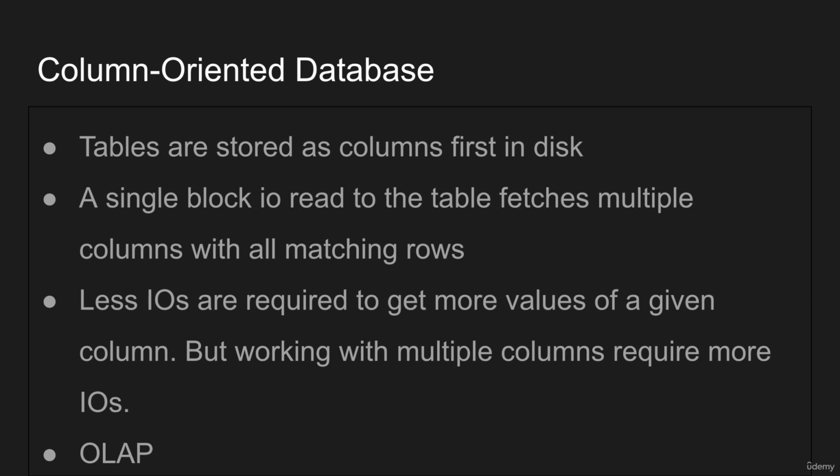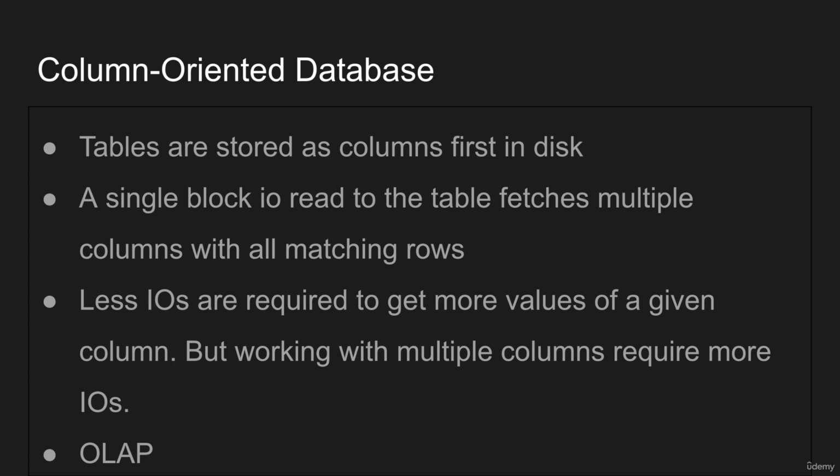So you might say, oh, why are we doing this? And we're going to come to that. A single block IO read to the table fetches multiple values of a column with all matching rows, right? It could be one column or multiple, it depends. If you have a small table, you can fetch multiple. If you ask the database for this, you're going to get a lot of rows. That's the trick here: a single column with a lot of rows. Fewer IOs are required to get more values of a given column, right?